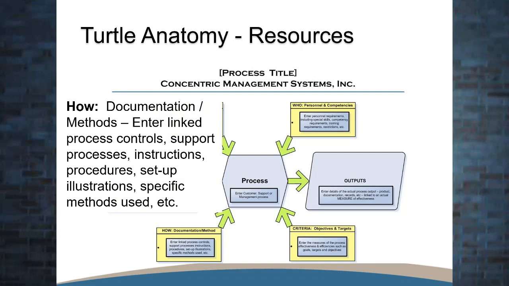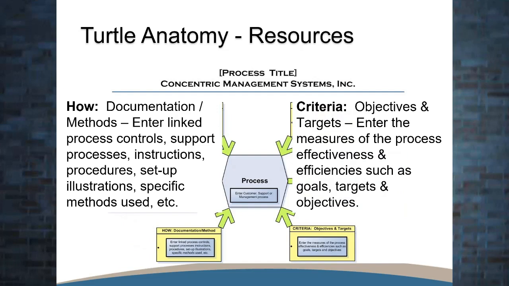On the bottom, you have the field how. How is documentation methods. You enter linked process controls, support processes, instruction procedures, setup illustrations, specific methods used, etc. In this box, I typically see references to key procedures, work instructions, setup instructions, that sort of thing. And then finally on the bottom right, we have criteria, objectives, and targets. So enter the measures of the process effectiveness and efficiency, such as goals, targets, objectives, etc.